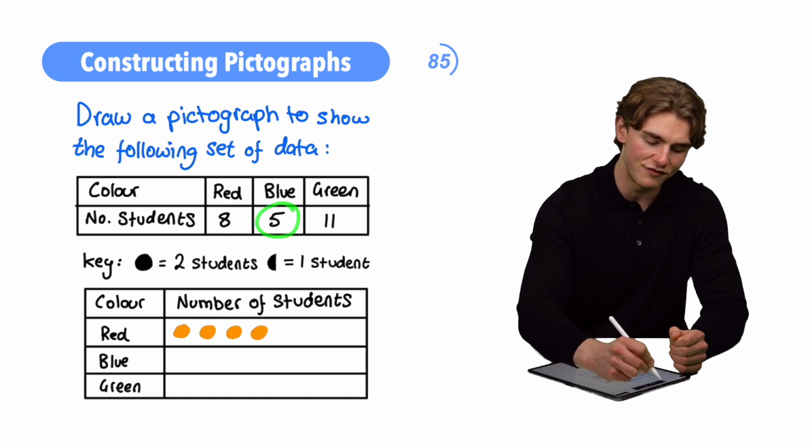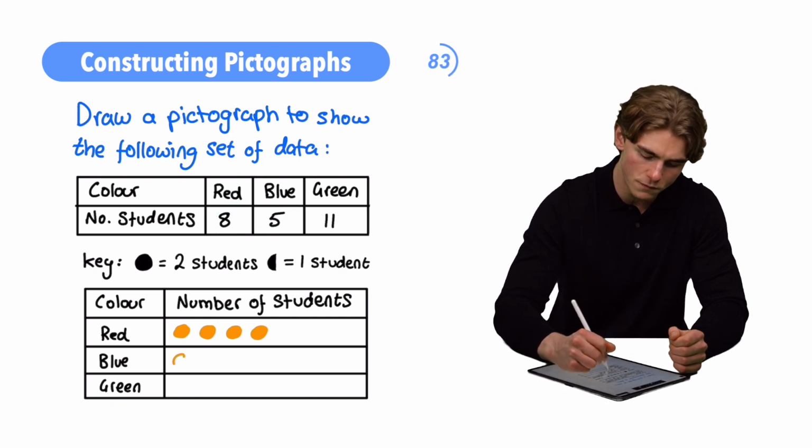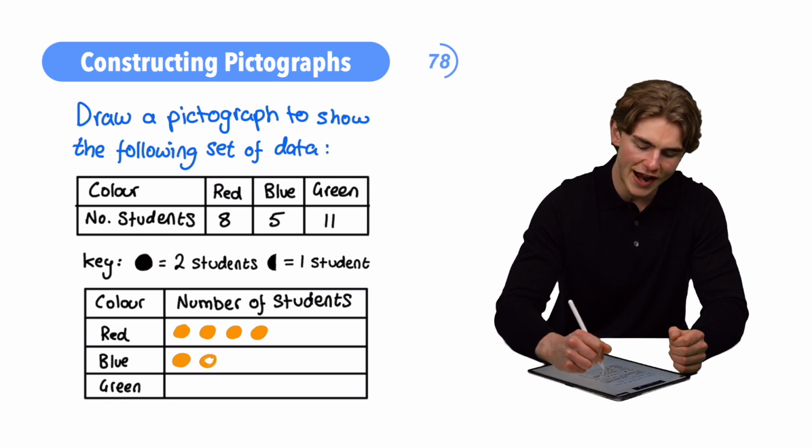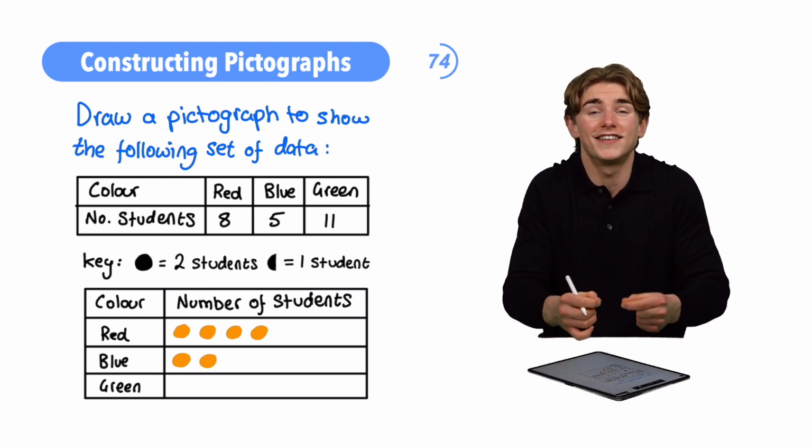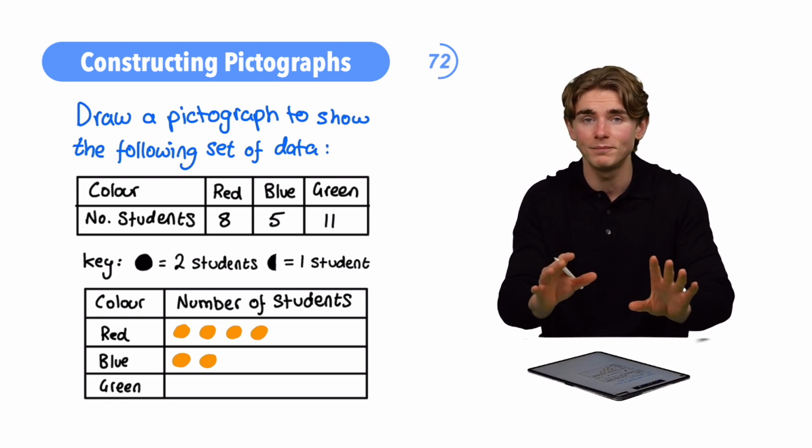Well, we need to represent 5. Let's draw a full circle. That's going to be 2. Now we can draw another full circle. That's going to take us to 4. Now we can recognize that if we draw another full circle, that's going to add 2 more and take us to 6, which is actually going to be bigger than we need to go.